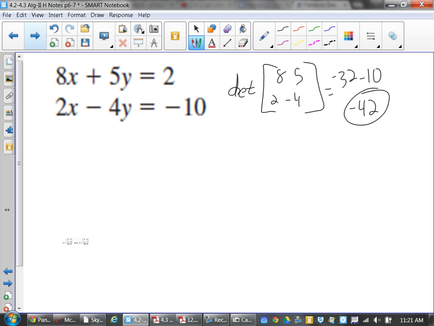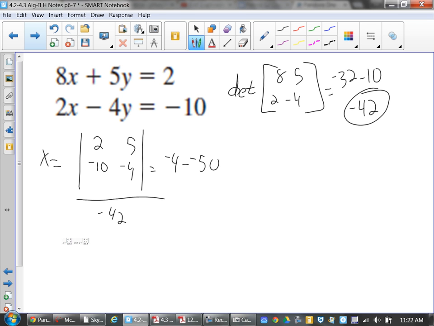To solve for x, what do I put in the x column? 2 and -10. In the y column is the 5 and the -4, excuse me. And then I divide it by, oh, sorry, you divide by the determinant, so I forgot about that. That's what we did. It's actually fine. So you have -8 minus -50, which is 42.